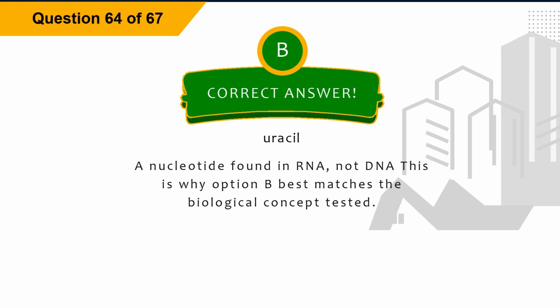Explanation. Uracil is a nucleotide found in RNA, not DNA. This is why option B best matches the biological concept tested.